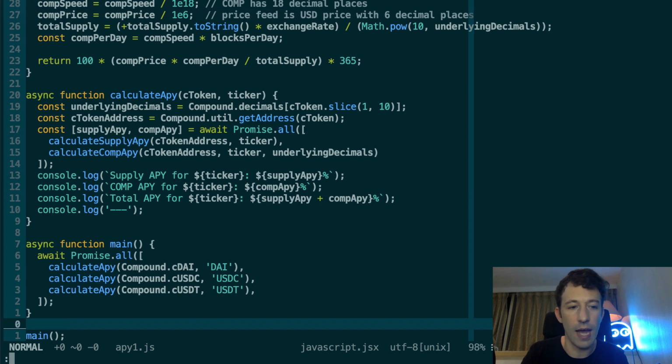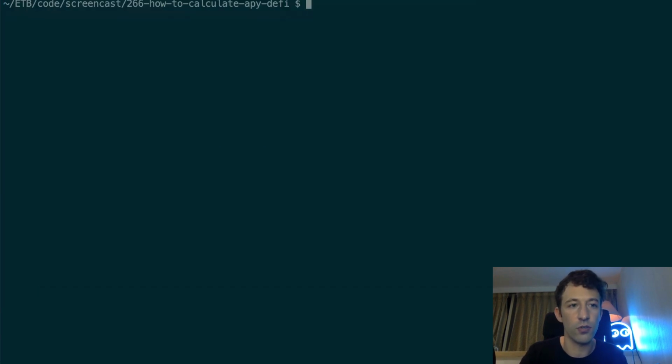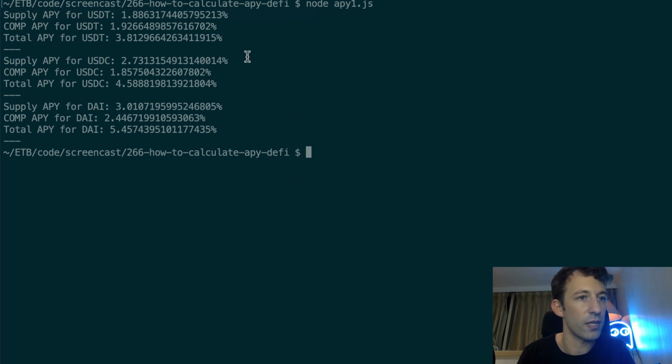So after that, you can run your script. So let's run the script. Demonstration time. Let's pray it doesn't break. You know, when you do a demonstration, it's always when it breaks. Okay, and it works. So here, for example, for USDT, it means if you lend your USDT, you'll make this percentage, plus you'll have this extra percentage with COMP token reward. So the total APY will be this much.